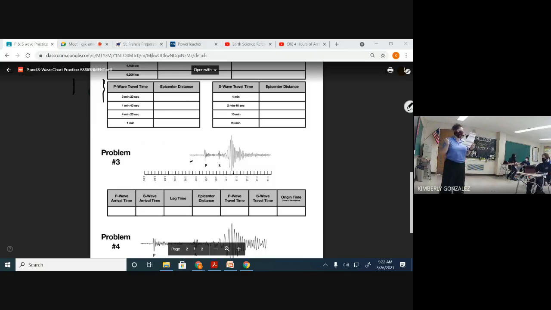Okay, so it's 107.50. The S-wave arrival time should be 109. I got 109. No, you're right, 109.20. What did I do here? Wait, 20 or 10? It's so hard to do this because I can't zoom in. No, it's 109.10. So that's what I got.